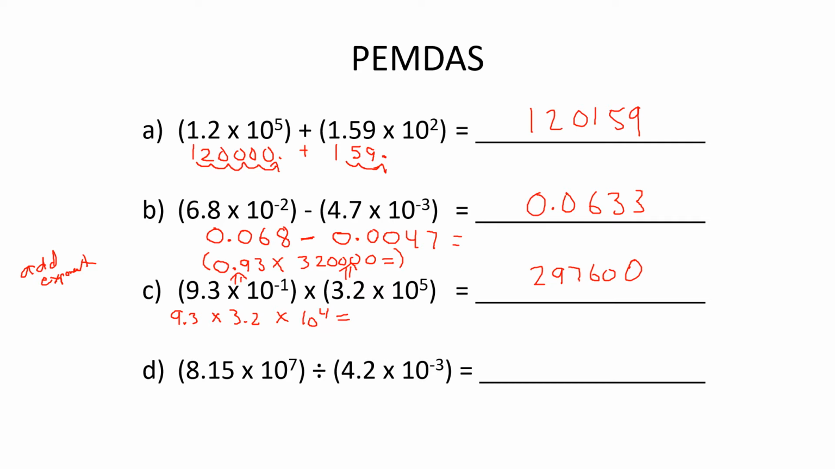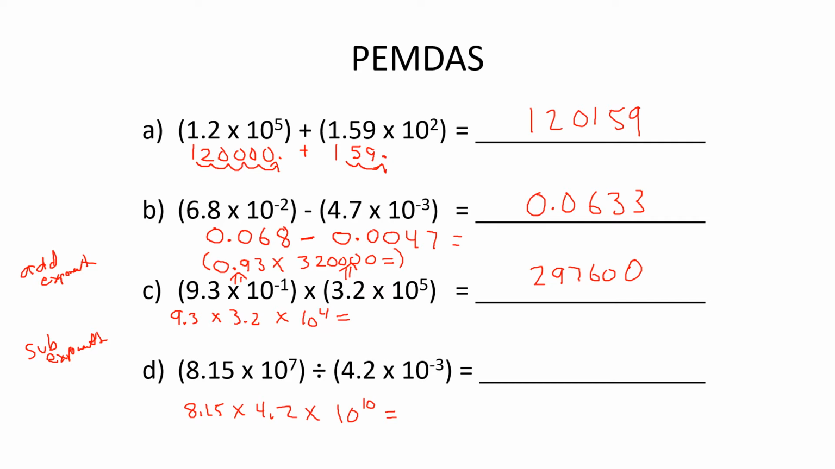So for division of powers of 10, you're going to subtract exponents. So this is going to be 8.15 times 4.2 times, what is 7 minus negative 3? 10. Yeah, because when you subtract a negative number, you add it.